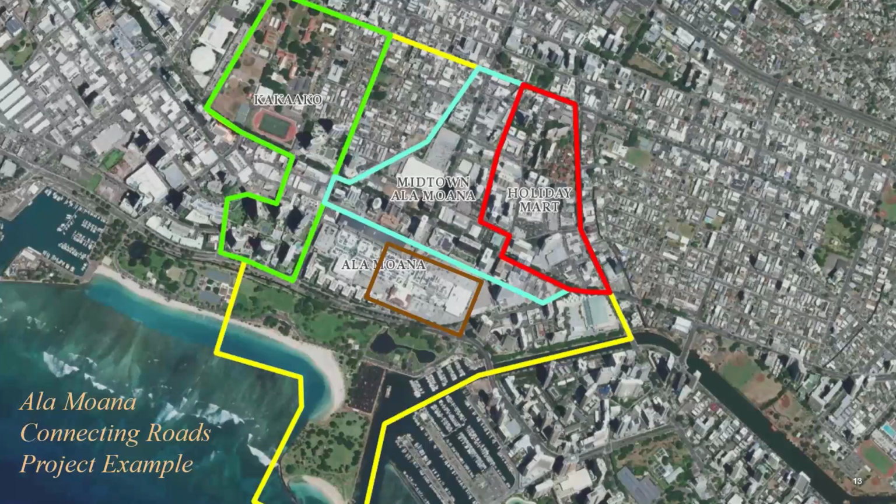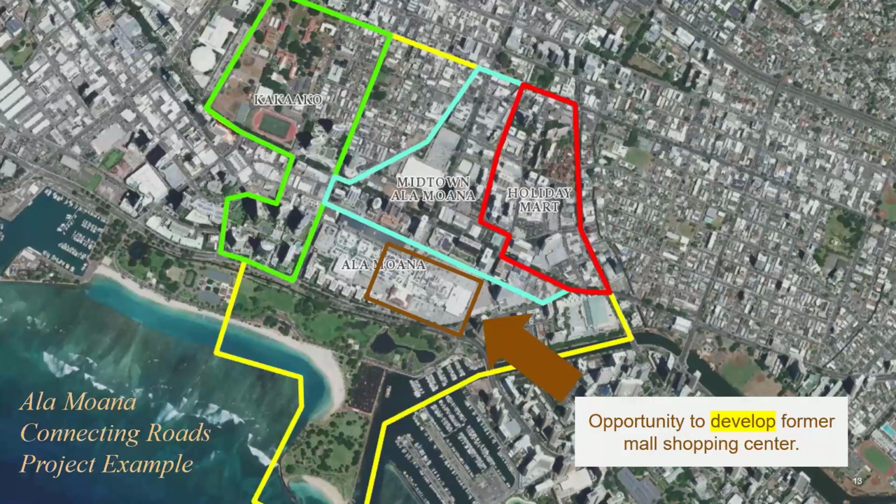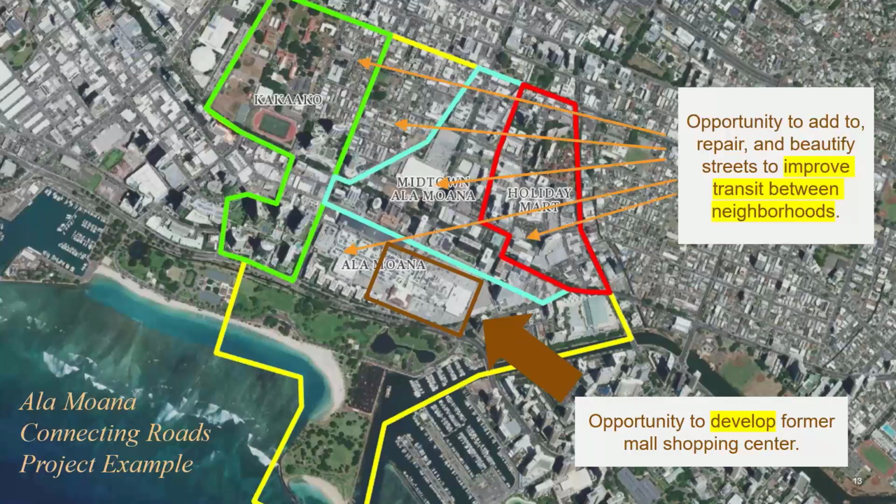For this workshop, we've identified two main opportunities for improving the community that we'd like to get more information about from our residents. The first is their opinion on how to develop an area where there used to be a mall. And the second is ways transit between neighborhoods can be improved to make it easier for pedestrians, bicyclists, and those taking public transportation.